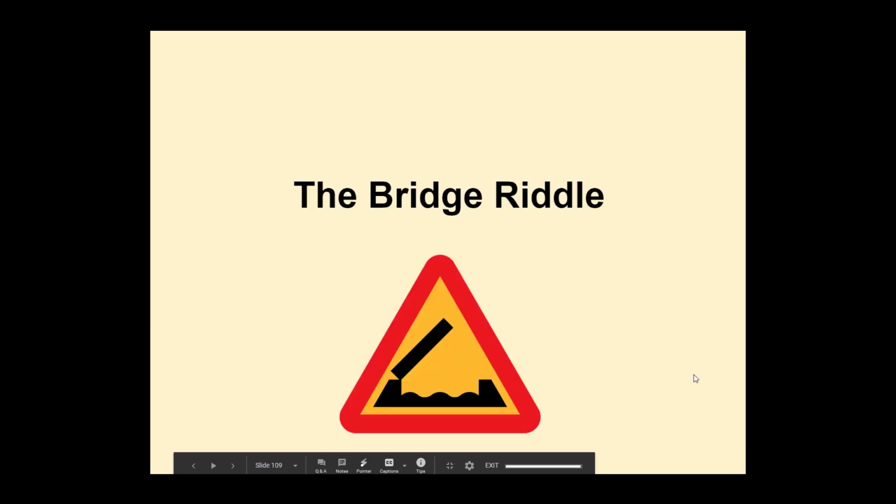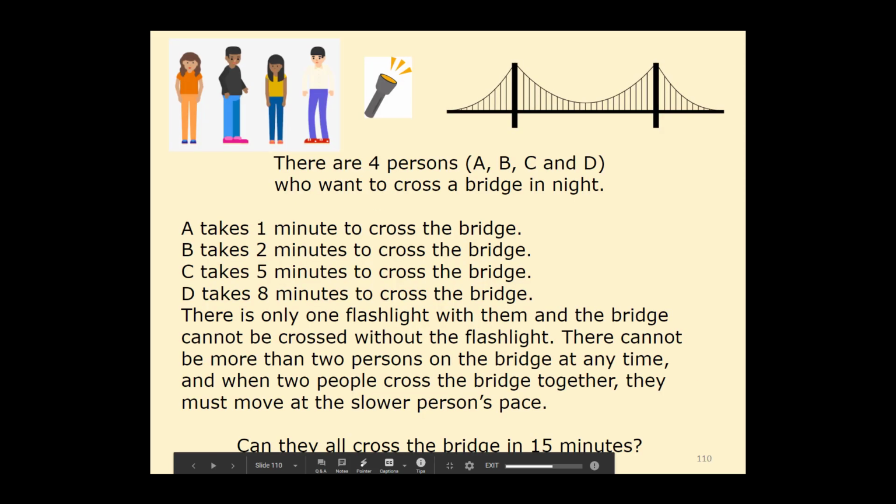So I want you to take a second and go ahead and try to use one of these problem-solving strategies, one of the Polya strategies, to try to attempt to do this riddle. The riddle is, there are 4 persons, person A, B, C, and D, who want to cross a bridge at night.